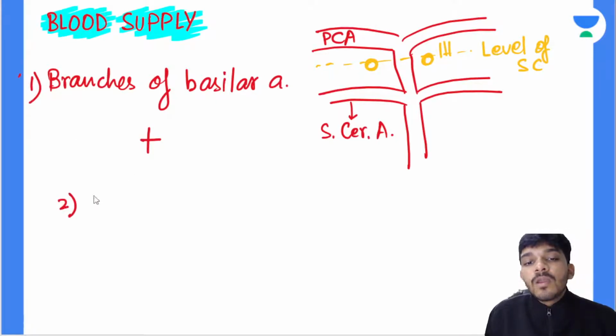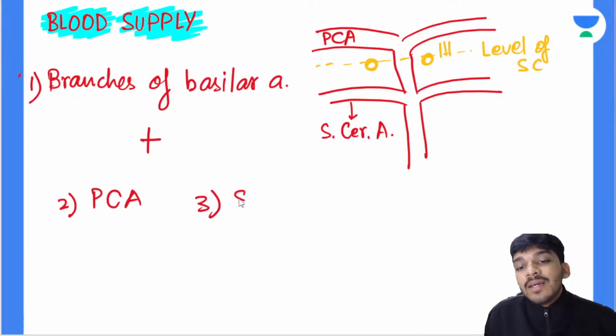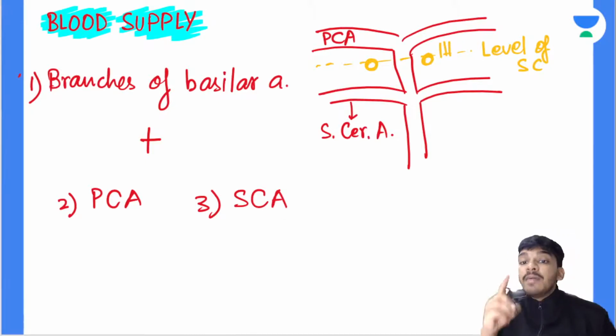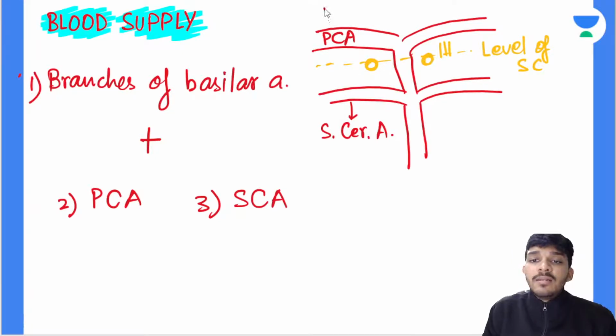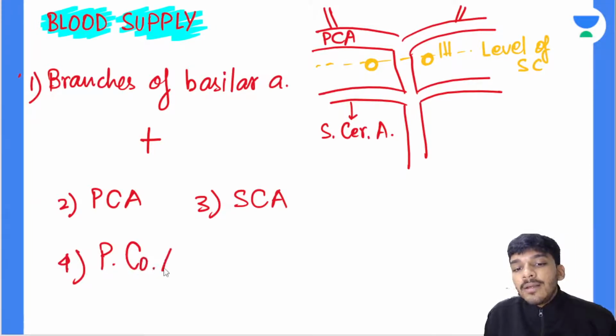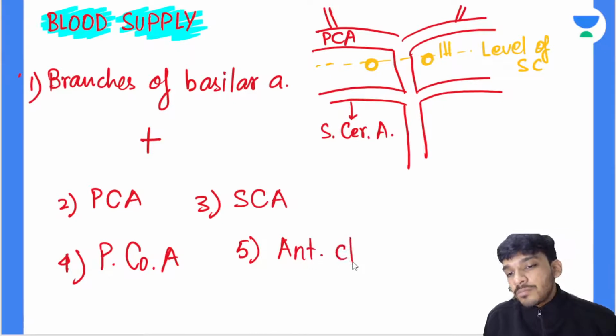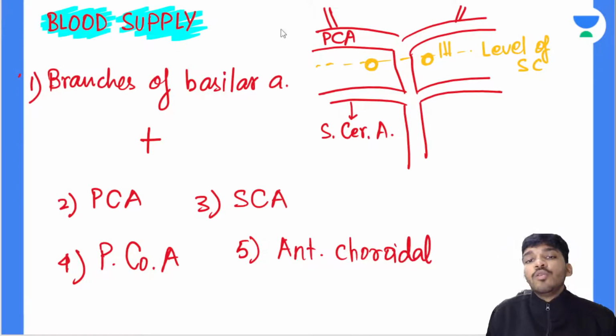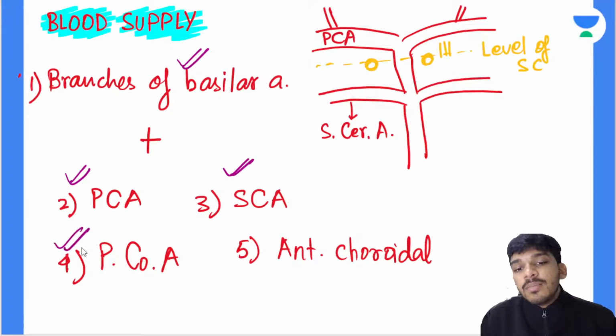along with the posterior cerebral artery, the superior cerebellar artery, which supplies the cerebellum, and also to some extent the artery that comes here, the posterior communicating artery. And also from the anterior side you will have some supply from the anterior choroidal. So it's very easy to visualize: basilar artery, PCA, SCA, and this one. So at least this much you can remember regarding the blood supply, even if you forget about the anterior choroidal.